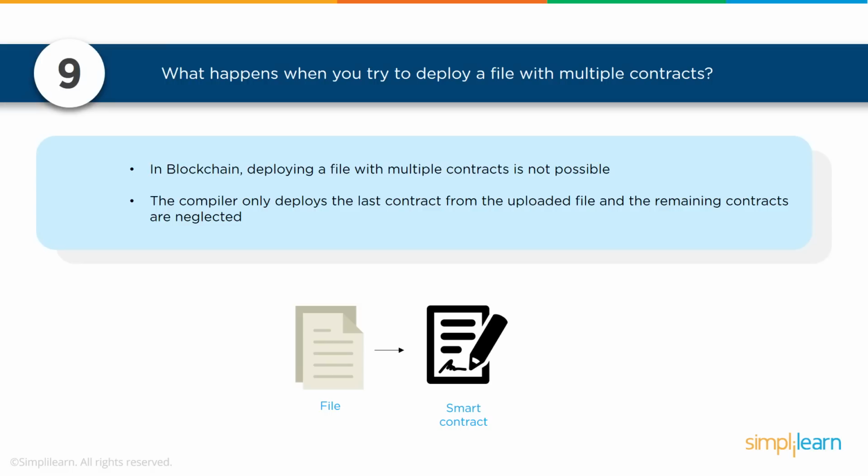In blockchain, deploying a file with multiple contracts is not possible. The compiler only deploys the last contract from the uploaded file, and the remaining contracts are neglected. And this is the way a smart contract is deployed on a blockchain network.